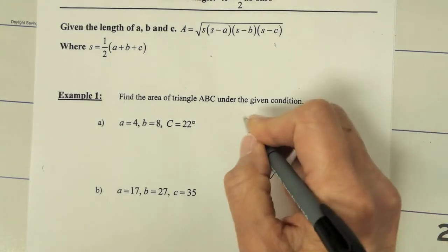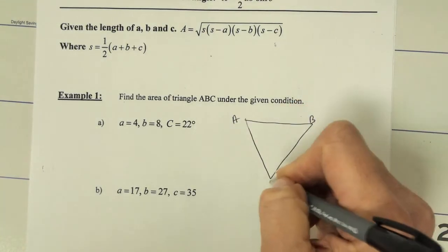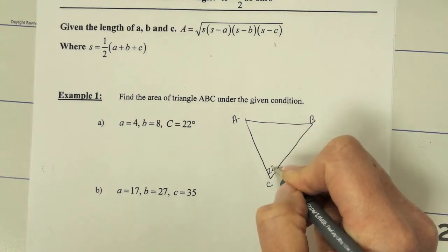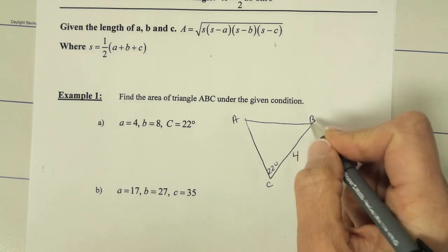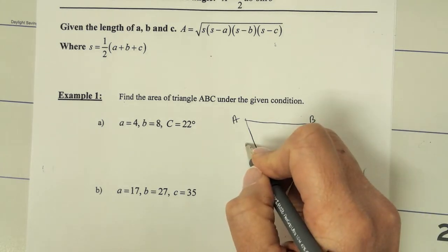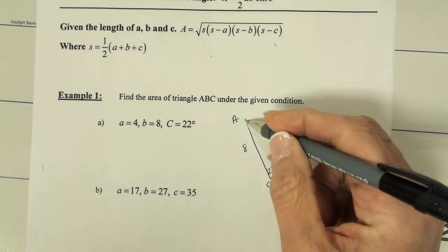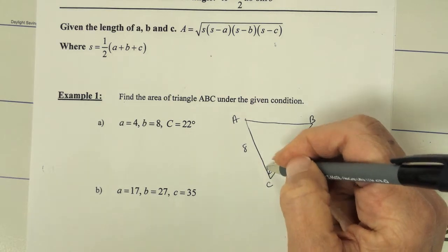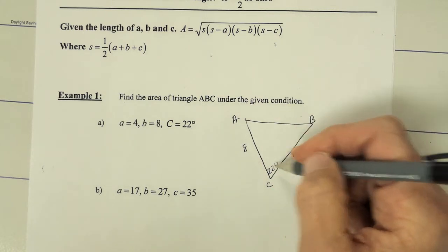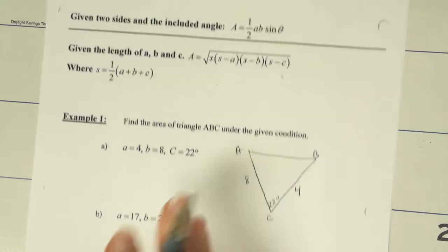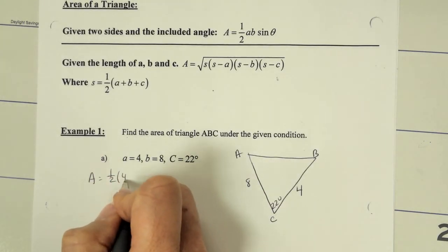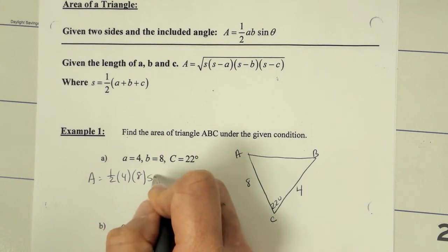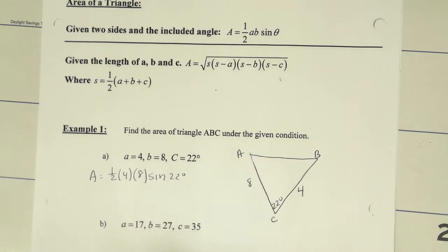So here I have a triangle, we'll call it ABC. I know angle C is 22 degrees. Side A, which is across from angle A, is 4. Side B, which is across from angle B, is 8. And as you can see, I have side, angle, side. The two sides form the angle that I'm given. So I'm going to use the first formula. So A equals 1/2, 4 times 8 times the sine of 22 degrees.